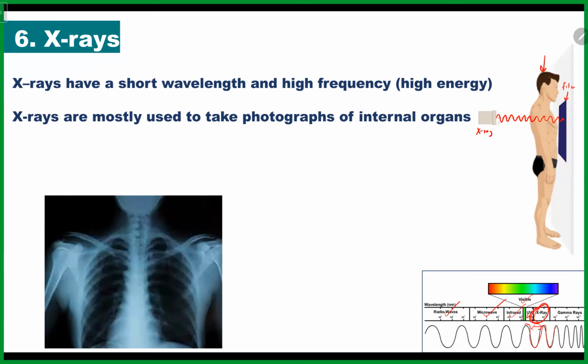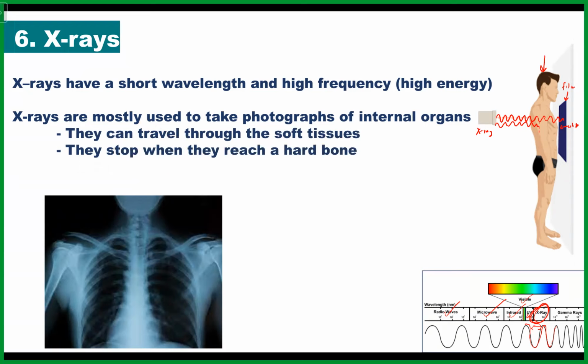But if these X-rays happen to pass through a hard tissue, for example, a bony tissue, then these X-rays would be stopped by this hard tissue, and that would be shown as a white spot on this X-ray field. So basically, X-rays can travel through the soft tissues of our body, but they stop when they reach a hard bone. And this is how you get the X-ray photograph on this X-ray field.